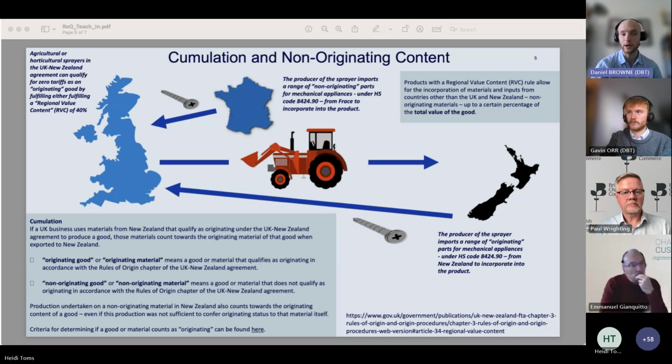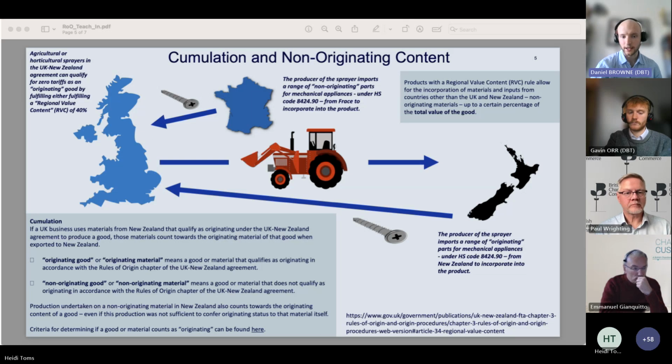When using the build up or build down method of calculating regional value content, as specified in the link in the bottom right down there, you'll find that the RVC of the product is 56.25%. This is above the RVC requirement of RVC 40, and therefore the good counts as originating under the terms of the UK-New Zealand agreement. There's sufficient value in that good, which comes from the UK and New Zealand together, so that the good meets its PSR of RVC 40.